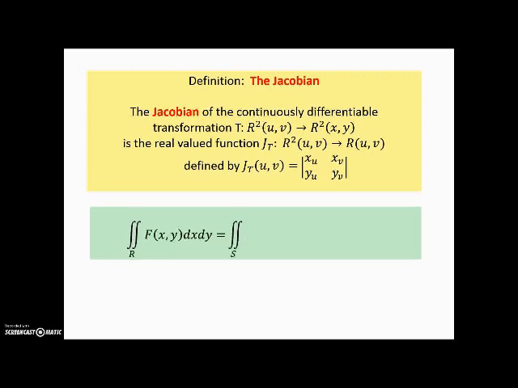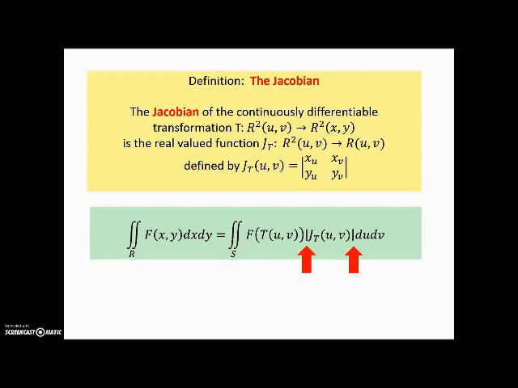So here we have our original integral with x and y, and we take the integrand, the function, and replace x and y with the equivalent expressions in u and v, and then we replace dx dy with the absolute value of the Jacobian times du dv.